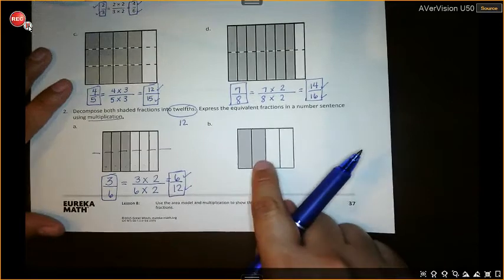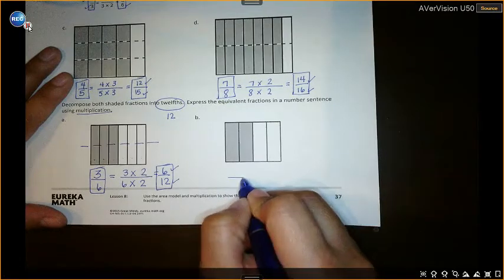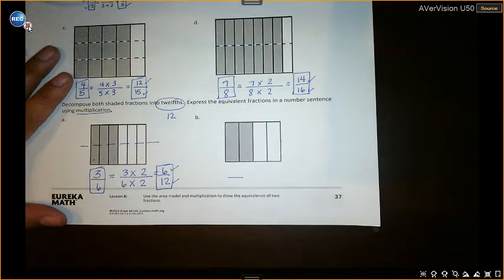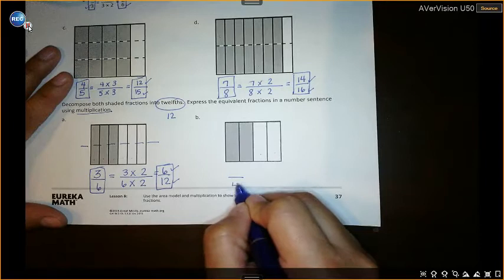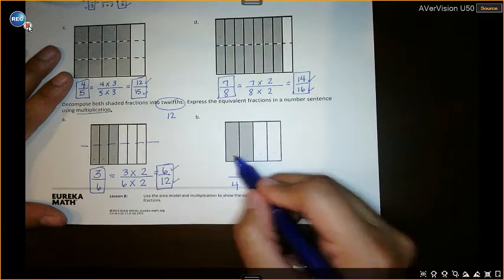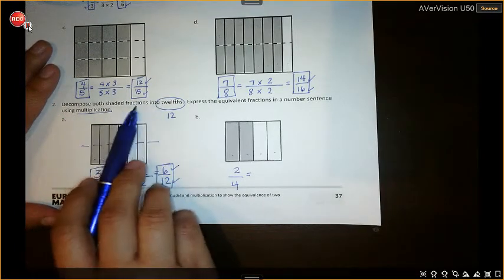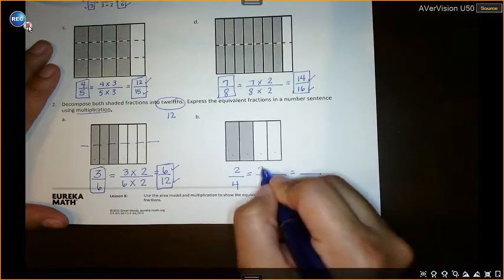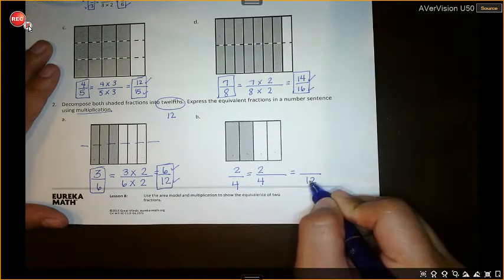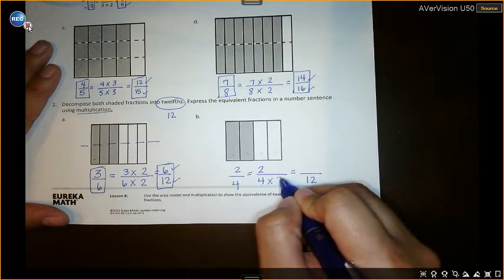So you will be solving B the same way. Let's solve it together. Let's write down the fraction that this model represents. Let's count the total number of equal parts it has. Ready? 1, 2, 3, 4. How many are shaded? 1, 2. Okay, again, the instructions told us to make it into 12s. So I'm going to prepare and make it into 12s. So how do I go from 4 to 12? Yes, by multiplying by 3.